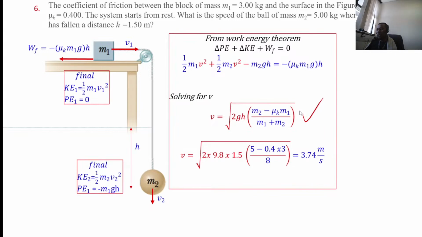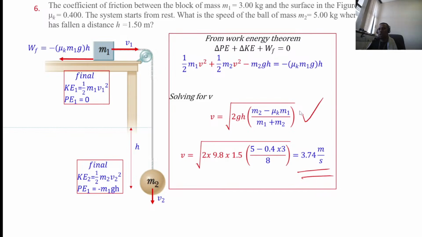I put it together, and this is what I get. I got a speed of 3.74 meters per second. Does it make sense to you? It should. That's what I asked myself. First of all, I said, okay, it was given, it is this one, and then I got the speed of this much. How do I check?